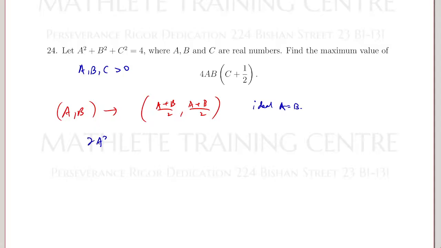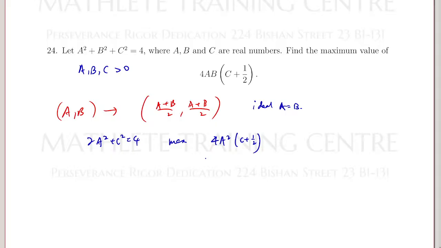So now you have 2a squared plus c squared equals 4, and I want to maximize 4a squared times (c plus half). At first, when I was looking at this, I was thinking, okay, probably some form of AM-GM. But because of the half, it's a little bit awkward. Of course, you can separate it out to 4a squared c plus 2a squared, and then try to apply AM-GM over here. But it just doesn't look nice. There's no nice way to apply AM-GM.